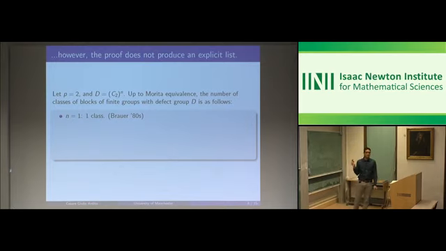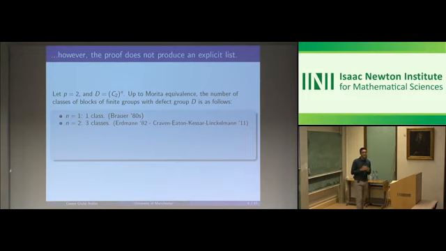We know from 2013 that Donovan's conjecture holds, and we want to see how many classes there are and what are these classes and what are the properties. So for n equals 1, so for C2, we just have one class, which is quite easy to see using Brauer trees. For n equals 2, there are 3 classes.